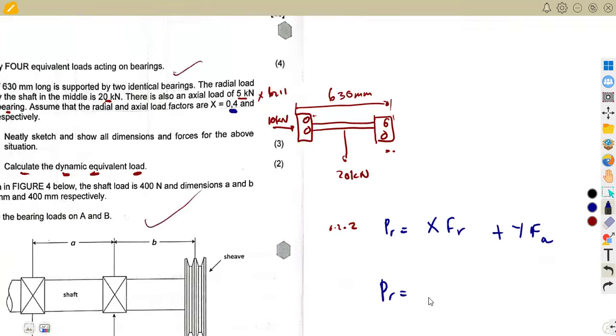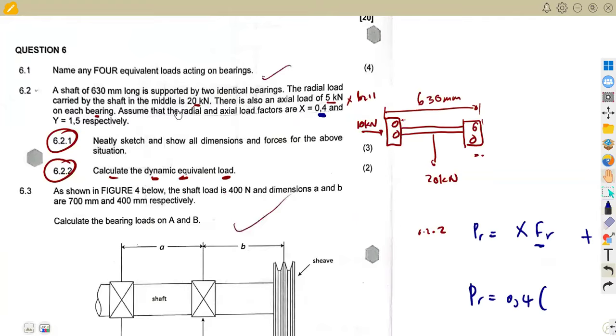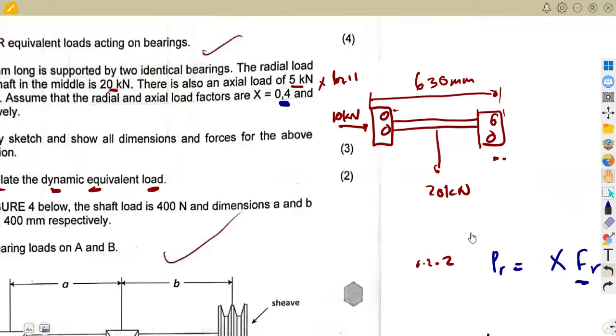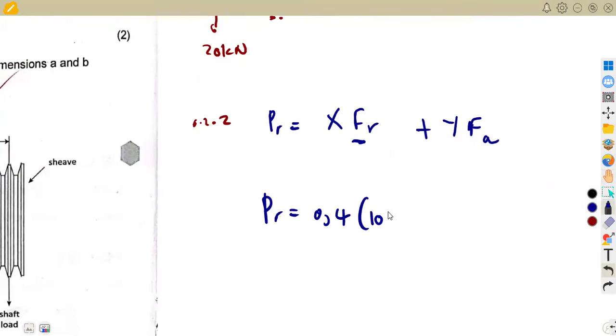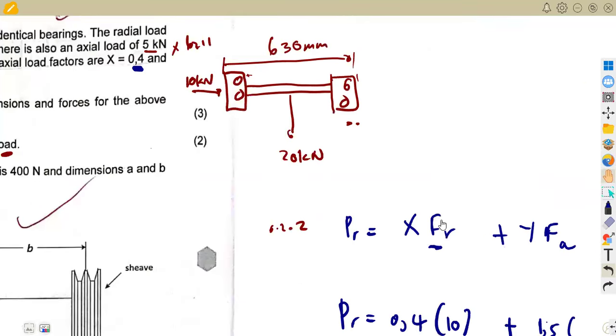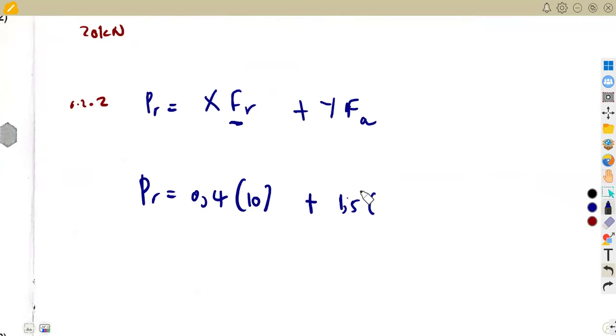Your X is 0.4 times our radial load, FR. Remember, the radial load carried by the middle shaft is given as 20. So we divide this by 2, that will be 10. So meaning to say, we're going to take this as 10 kilonewton. Plus Y being 1.5, times our axial load. Remember, our axial load is given as 5 kilonewton. So the radial is divided by 2. For the axial, you take it as it is, the 5 kilonewton. So that means we're going to have our answer in kilonewton.